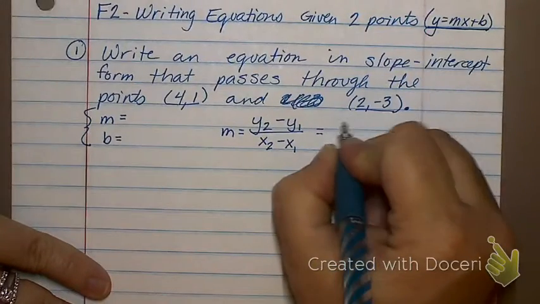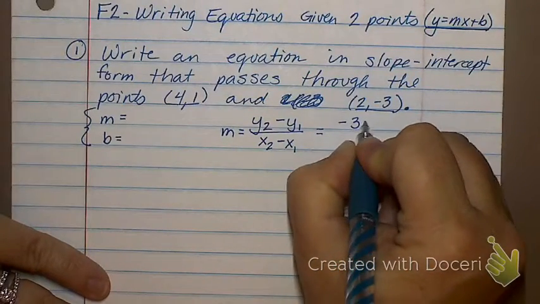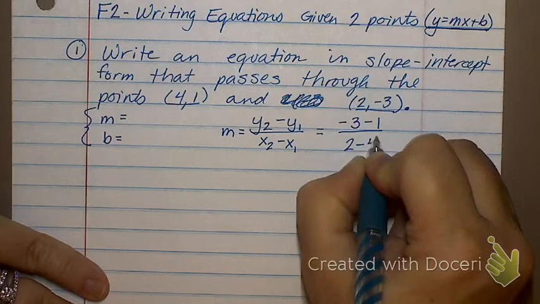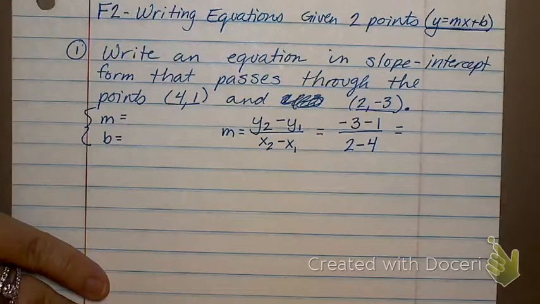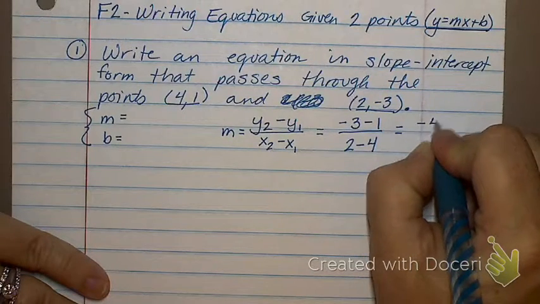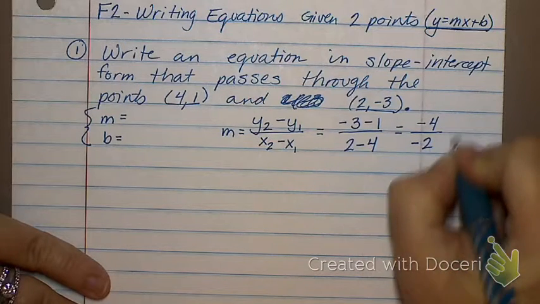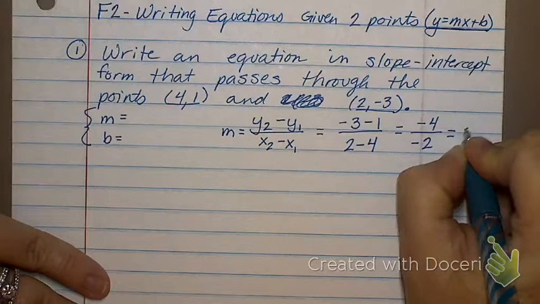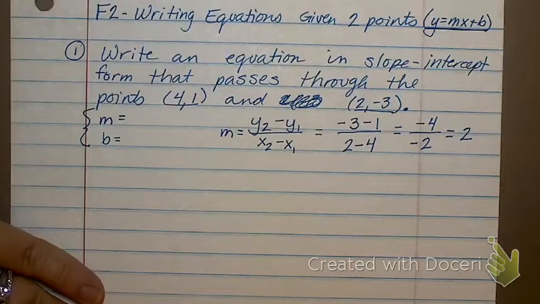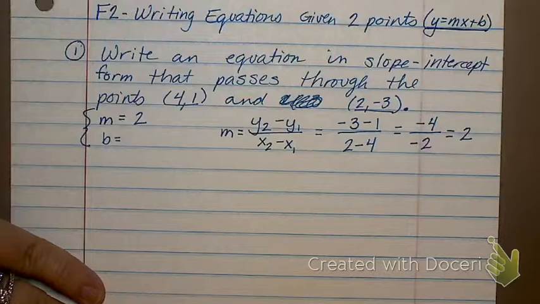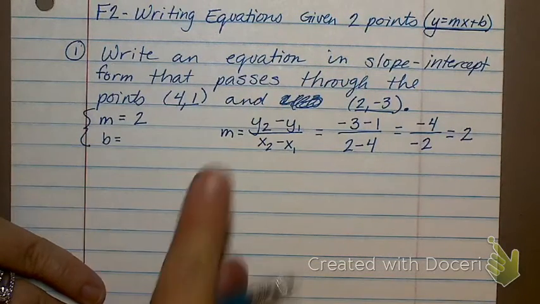So, in this problem, I would put negative 3 minus 1 over 2 minus 4. What's negative 3 minus 1? Negative 4. And 2 minus 4? Negative 2. And negative 4 over negative 2 is positive 2. What did I just find? Slope. Can I write my equation yet? No. So that was step 1.